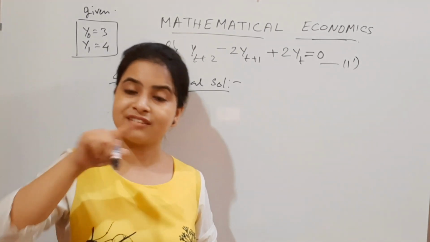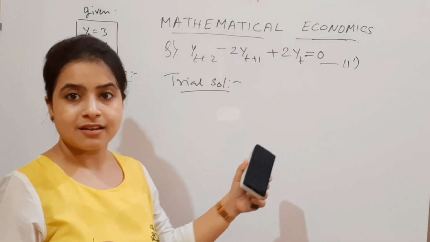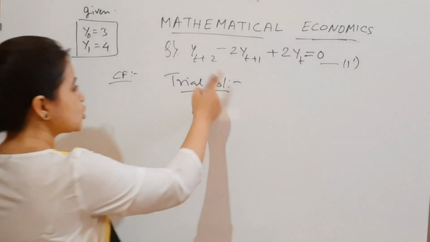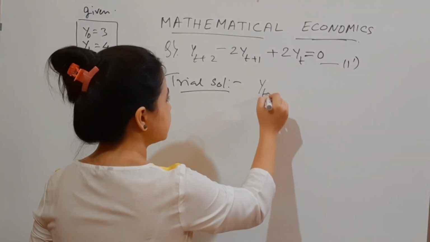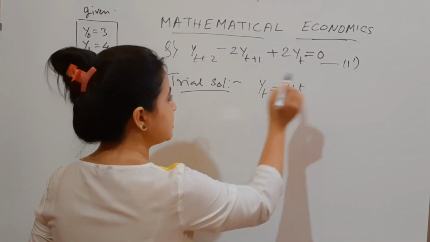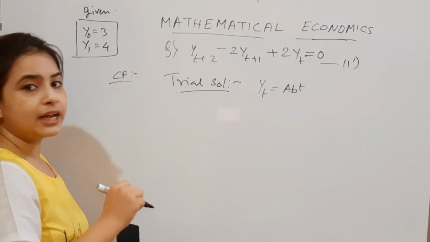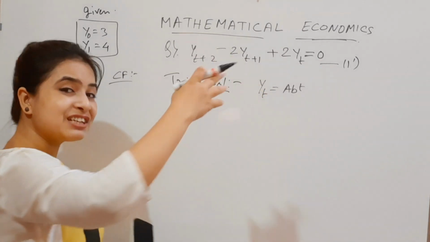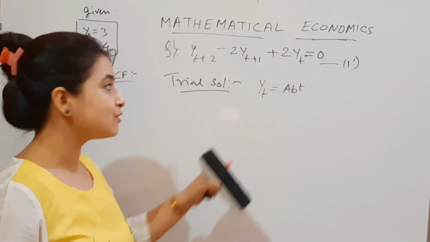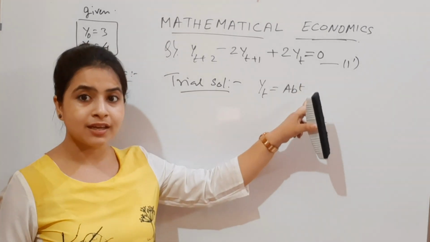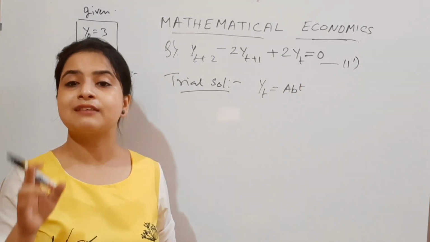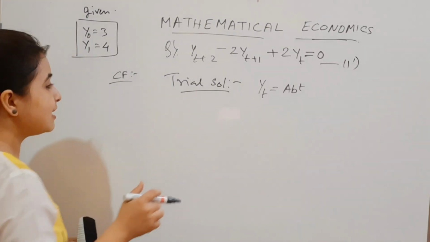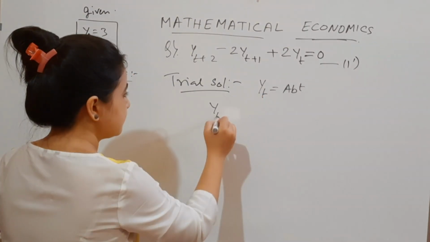That means change with respect to time; we are going to find it here in this complementary function's solution. So, trial solution: here we will take the trial solution as y_t equal to A b to the power t. The difference is in the trial solution of the difference equation and the differential equation. In the difference equation we have to take A b to the power t, and in the differential equation we have to take A e to the power rt. You can recall, right? Great. Okay, so this is y_t.